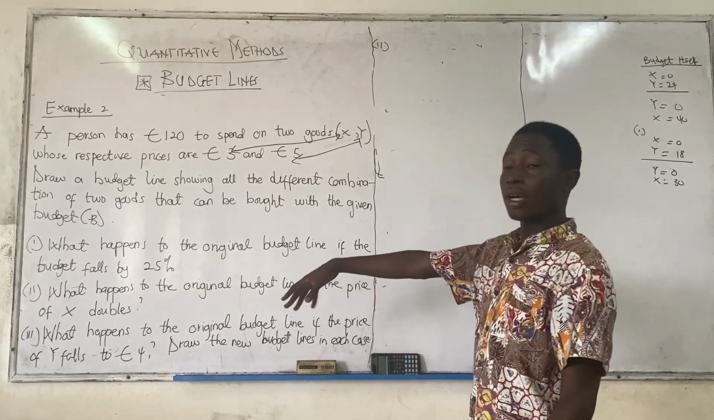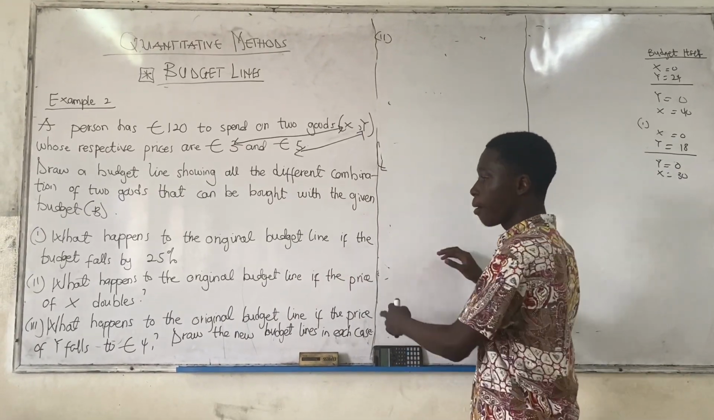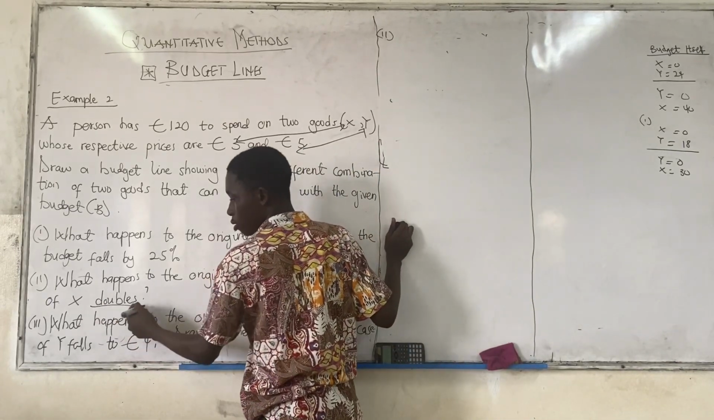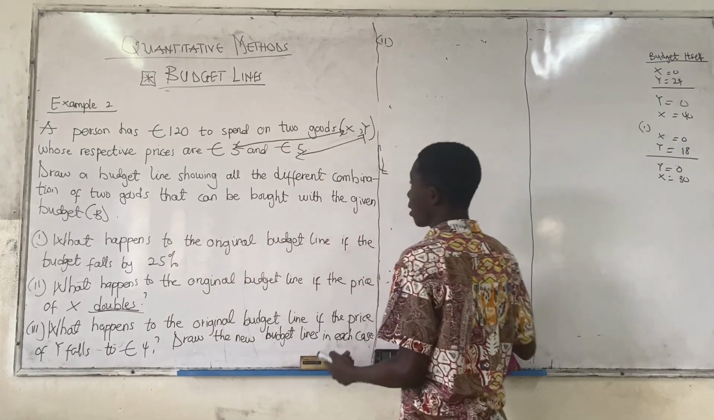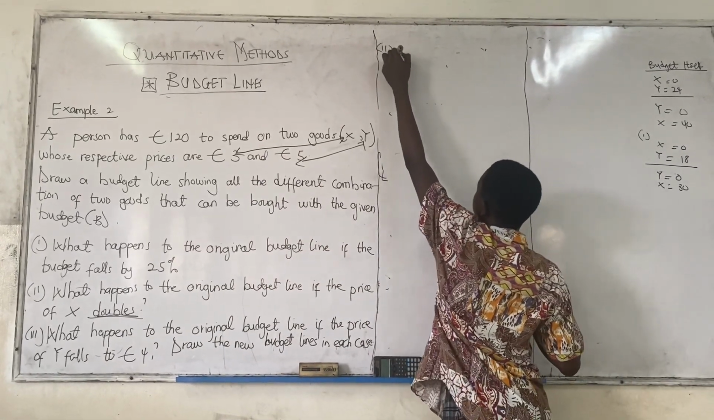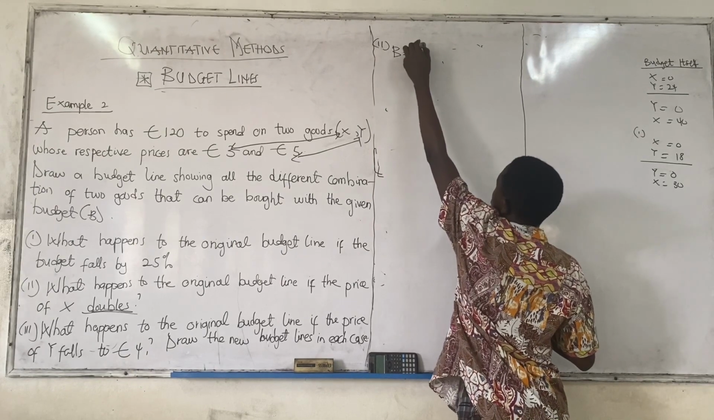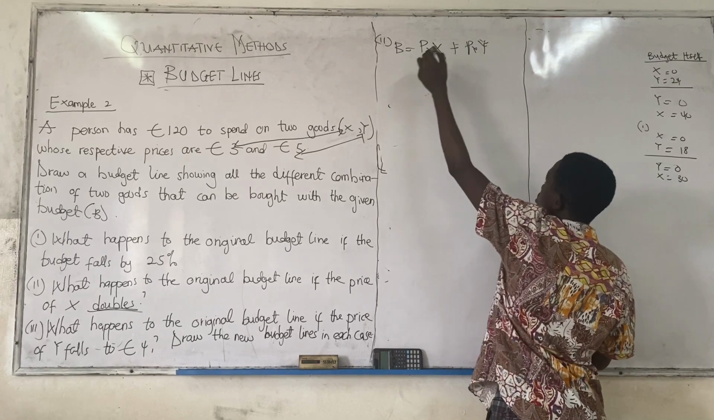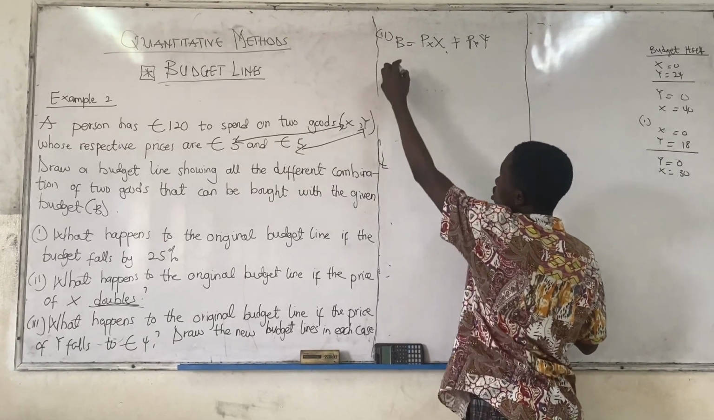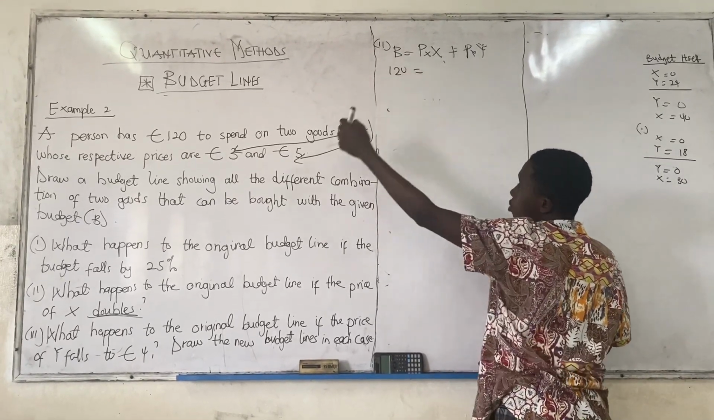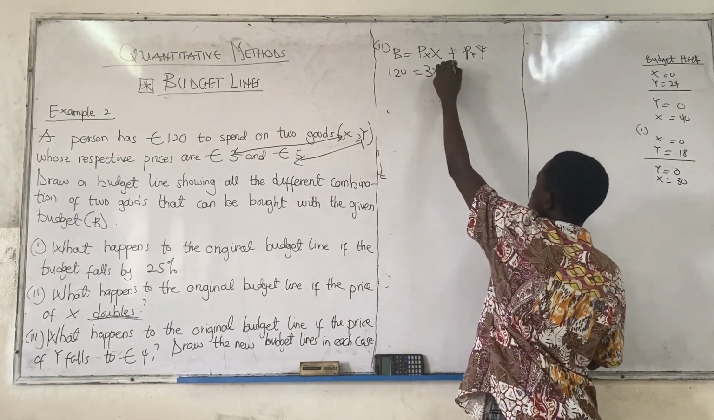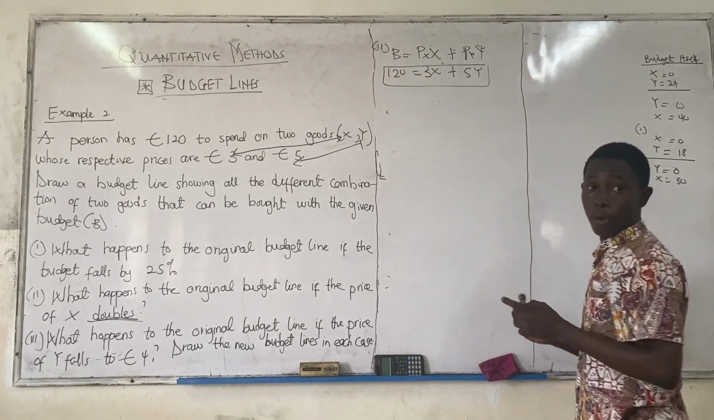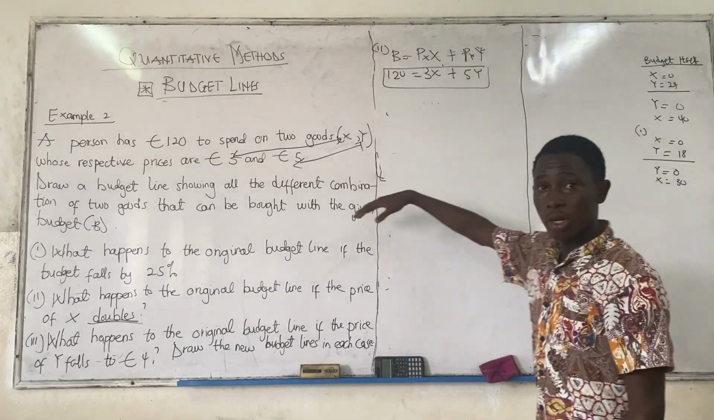The question was, what happens to the original budget line if the price of X doubles? So the key word here is doubles. The budget line itself was D is equal to price of X times X plus price of Y times Y. We had budget 120, 3x plus 5y. This was the original budget itself, based on the question.